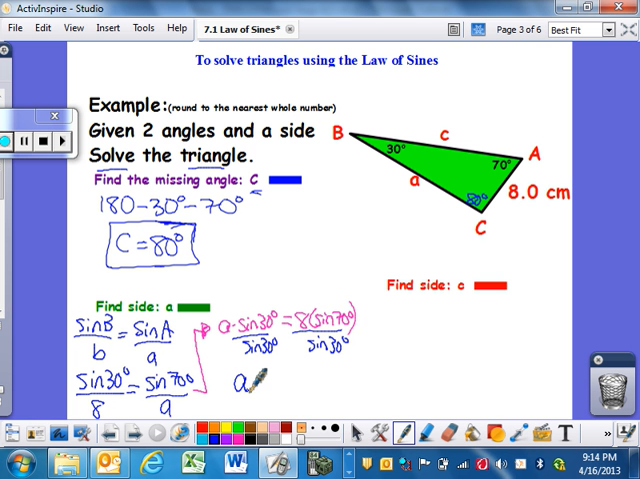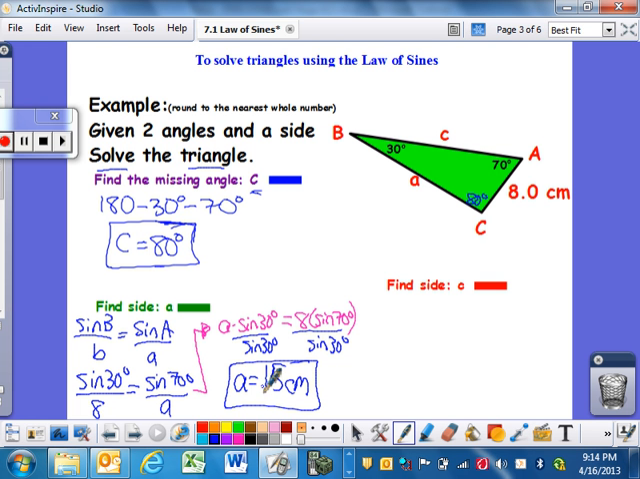And then A equals, in your calculator, go 8 times sine of 70. I'd push equals, then divide by sine of 30. As long as you're in degree mode, A should equal 15. And then you got to label it since it was centimeters over here. I know A is 15 centimeters.